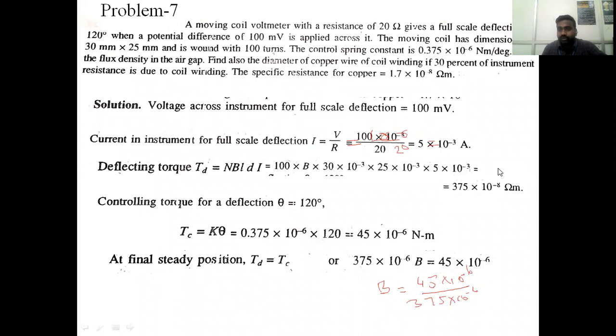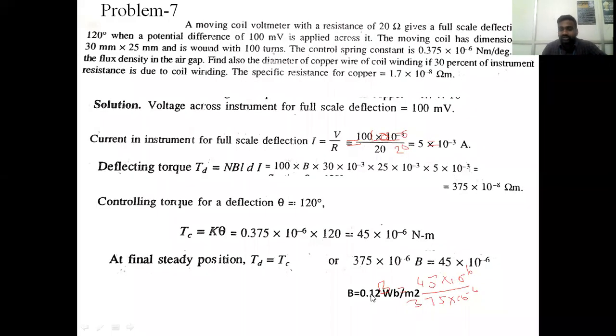271 got 0.12. 283 got 0.12. Can anyone cross-examine the answer? Yeah, similar answer. The same answer is coming for all of them. Let us see, the flux density is 0.12 Weber per meter square.